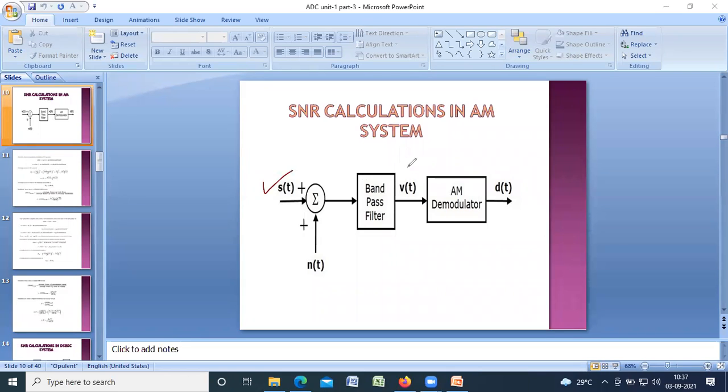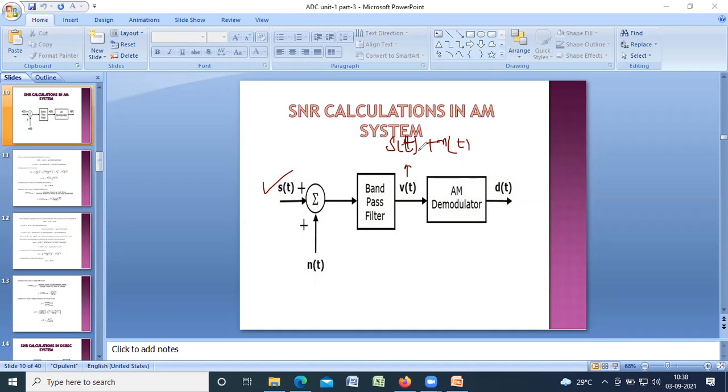That means what is V of t? That is equal to S of t, that is your amplitude modulated wave, plus N of t, that is your noise signal. And this input V of t is given to the AM demodulator. Is that clear? Please note down this equation. V of t is equal to S of t plus N of t.